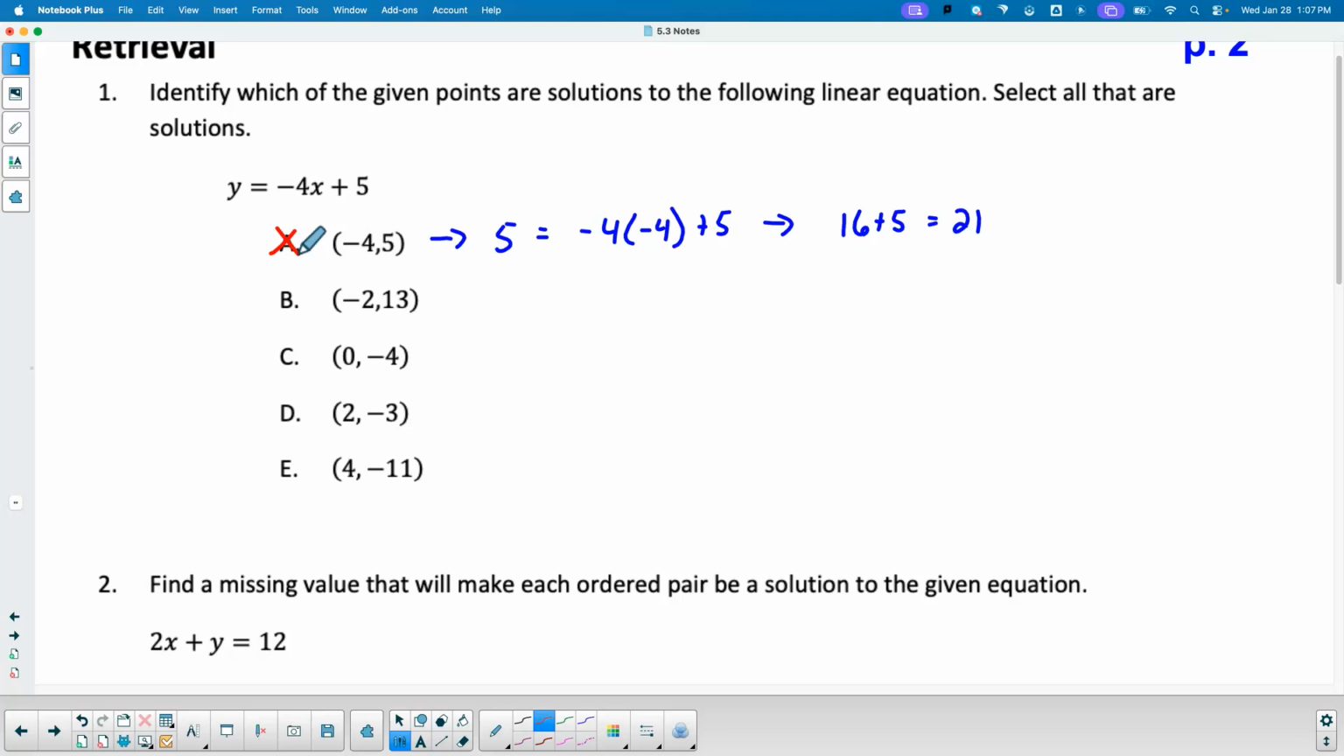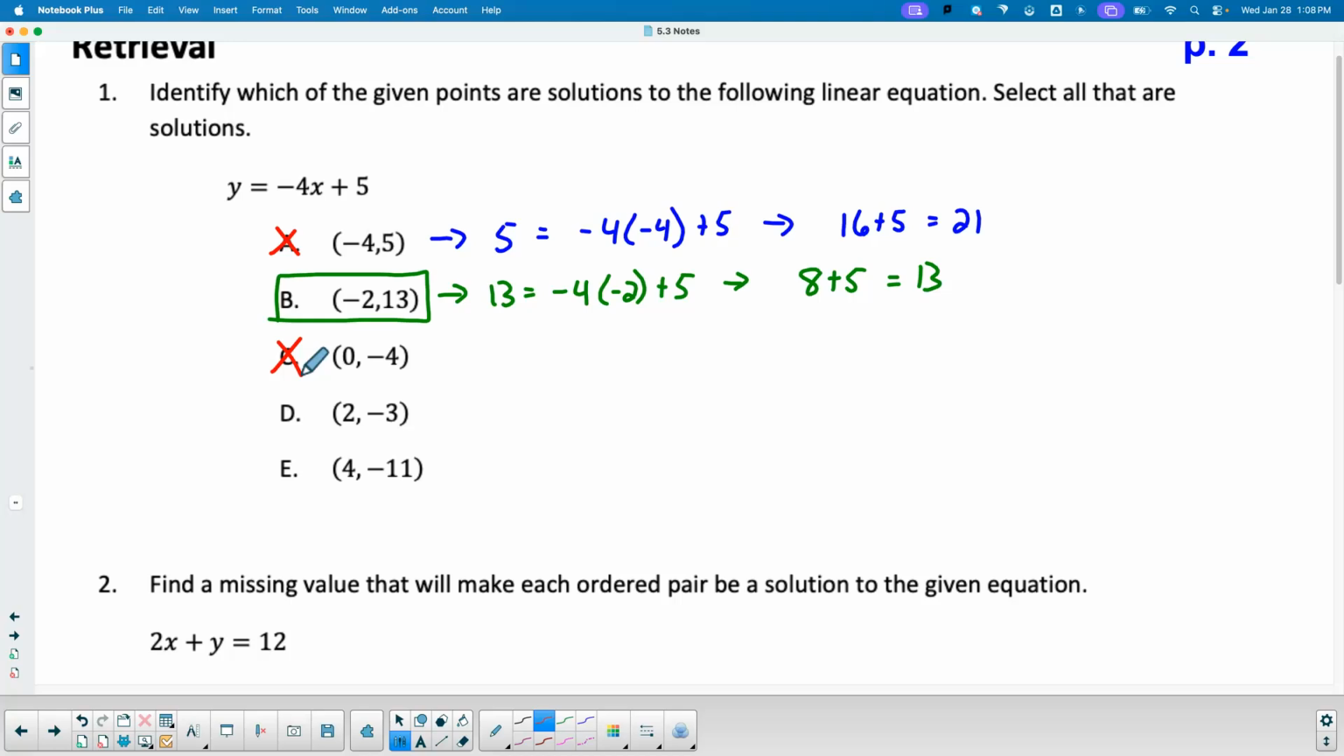What about B? Did B work? -4 times -2 is positive 8. Positive 8 plus 5 is 13, right? 13 is equal to 13. Yep, so that one works. What about C? Because that one is in slope intercept form with a y-intercept of 5, and that's got a y-intercept of -4, so that one's a no-go. Yep, we don't even have to do that math.